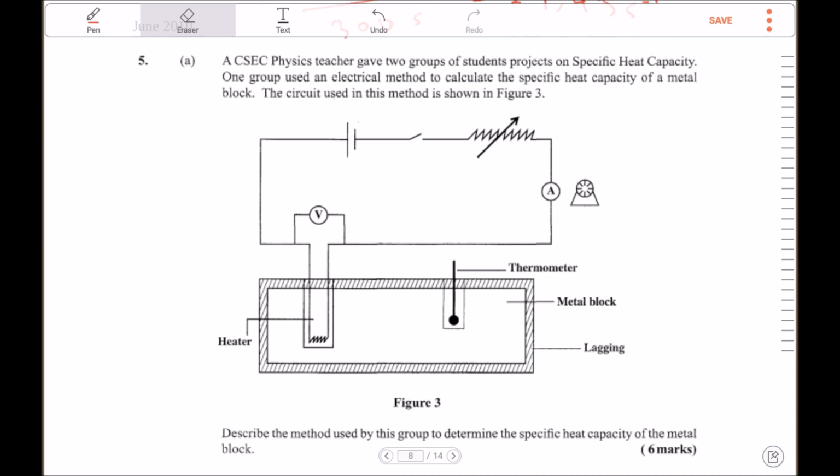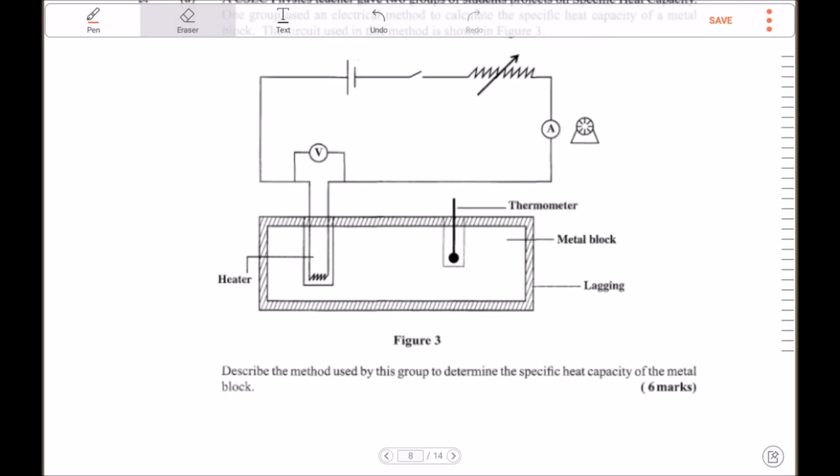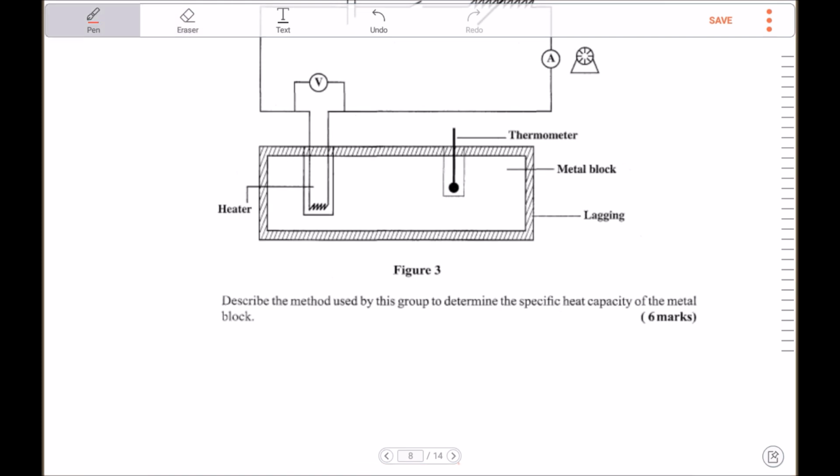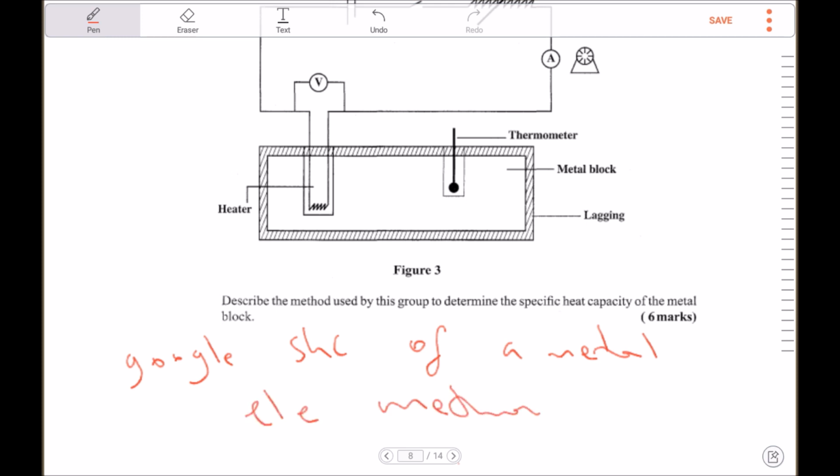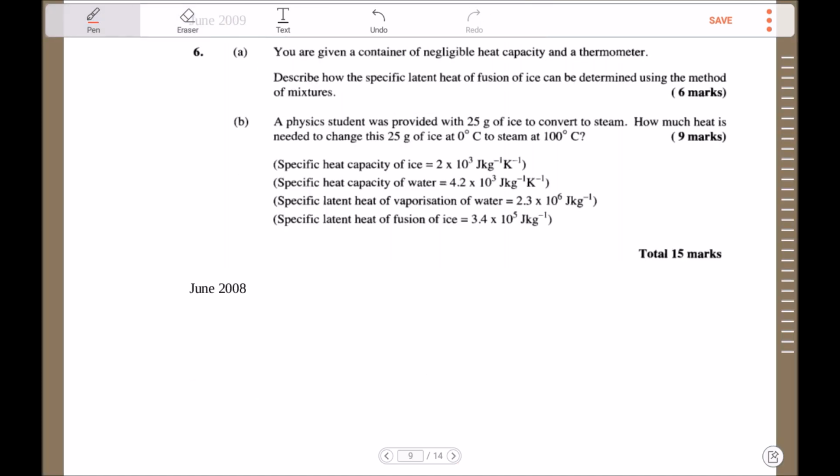A CSEC Physics teacher gave 2 groups of students projects on specific heat capacity. One group used an electrical method to calculate the specific heat capacity of a metal block. We have a circuit set up above. Describe the method. You can Google specific heat capacity of a metal, electrical method, because you also have the method of mixtures. For this question 6a, you can just Google this method. Just Google method of mixture specific latent heat of fusion of ice.